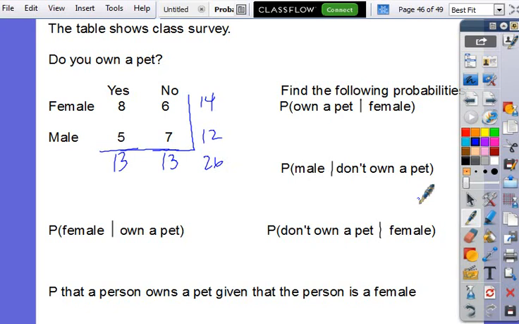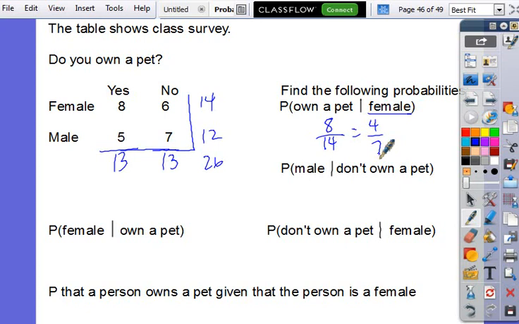All right. So for conditional probability, like this first one says, probability of owning a pet, given that it's a female. So the only people that I'm really looking at are the females. Not 14 over 26. The only people I'm looking at are the females. How many females are there? 14. There's my bottom number. Of those females that I'm looking at, how many own a pet? 8. So there's my answer. Simplify that down. 4 over 7. You got your answer. That's it. The conditional eliminates stuff you've got to look at.